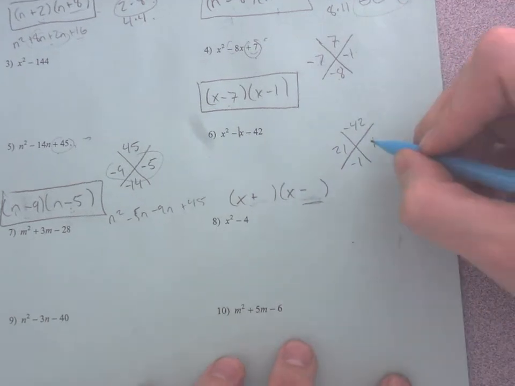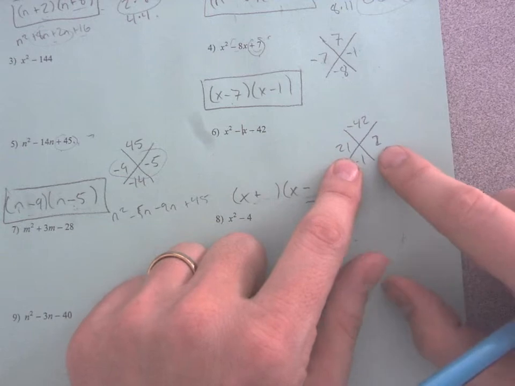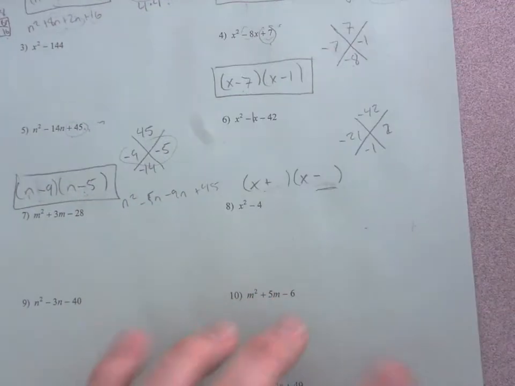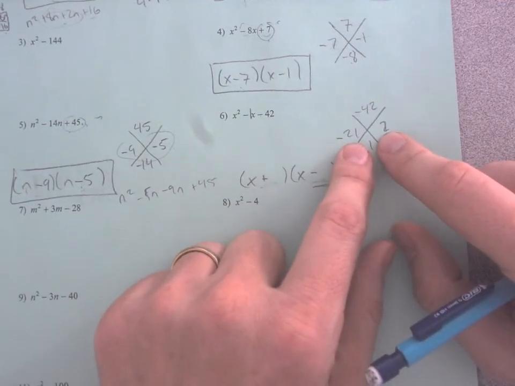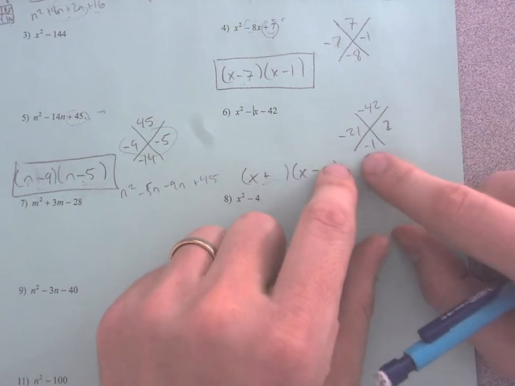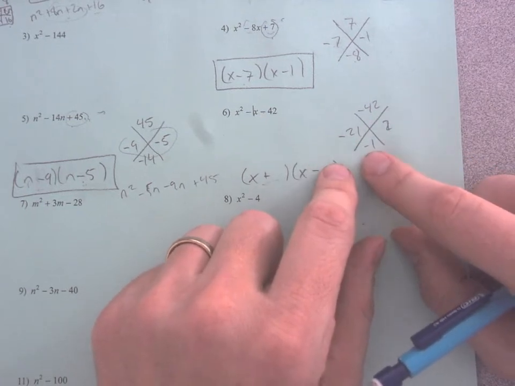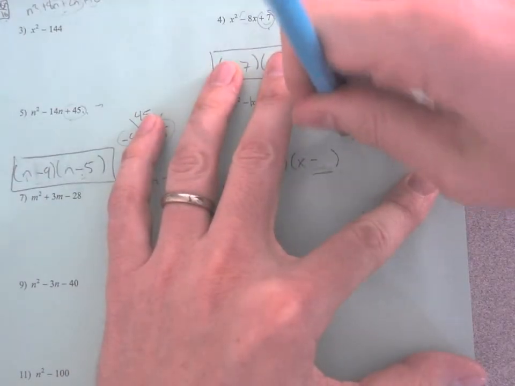Okay, sorry, 21 and 2, excuse me. If I multiply these, I don't get -42. I forgot one of them has to be negative, so let's make one negative. Now -21 times 2, when I multiply them, is -42. All right, cool. But when I combine those, I don't get a -1. I get a -19. So that's not going to work. Okay, back to the drawing board.